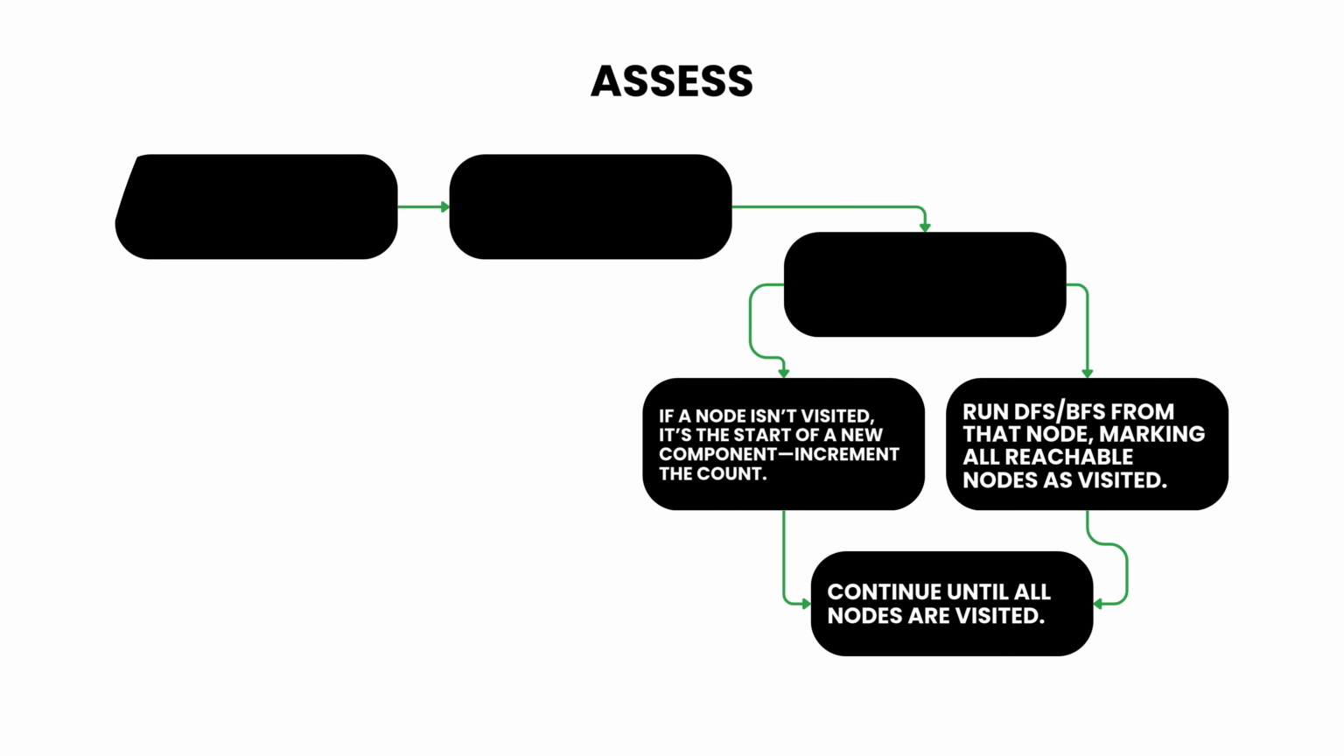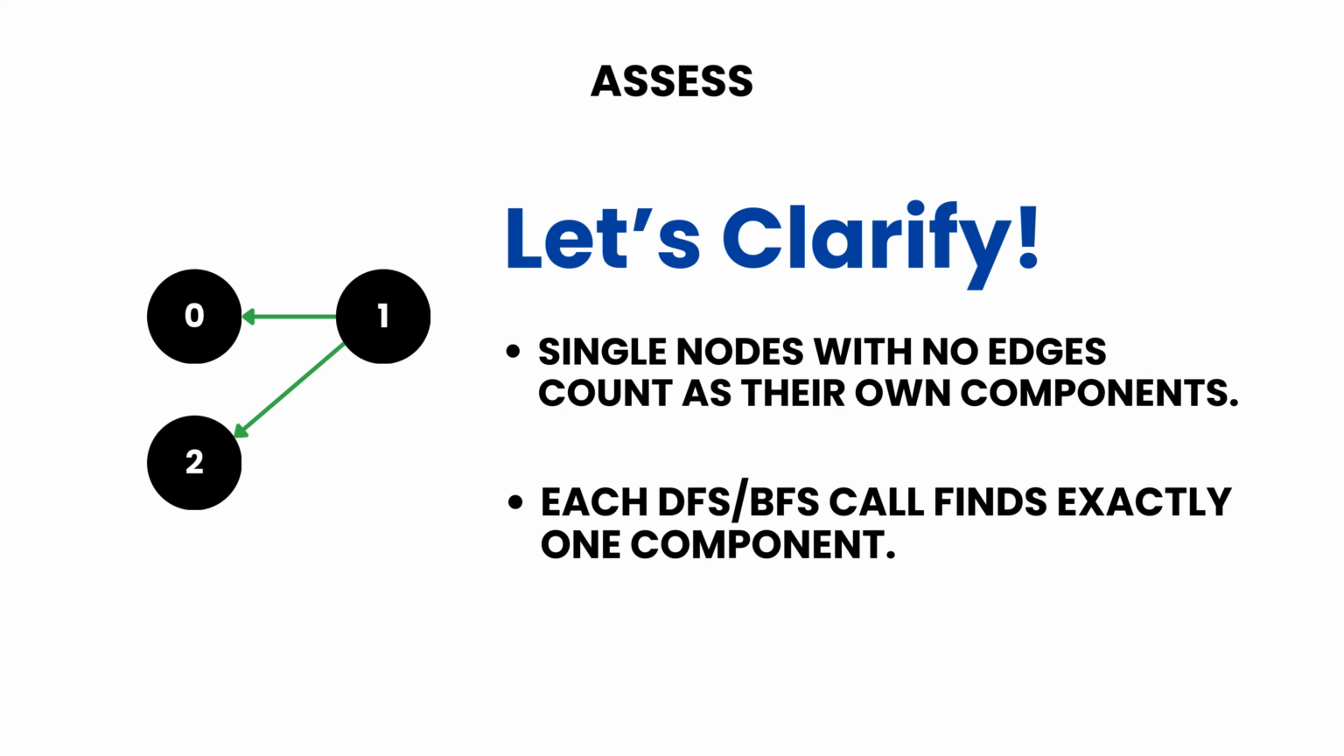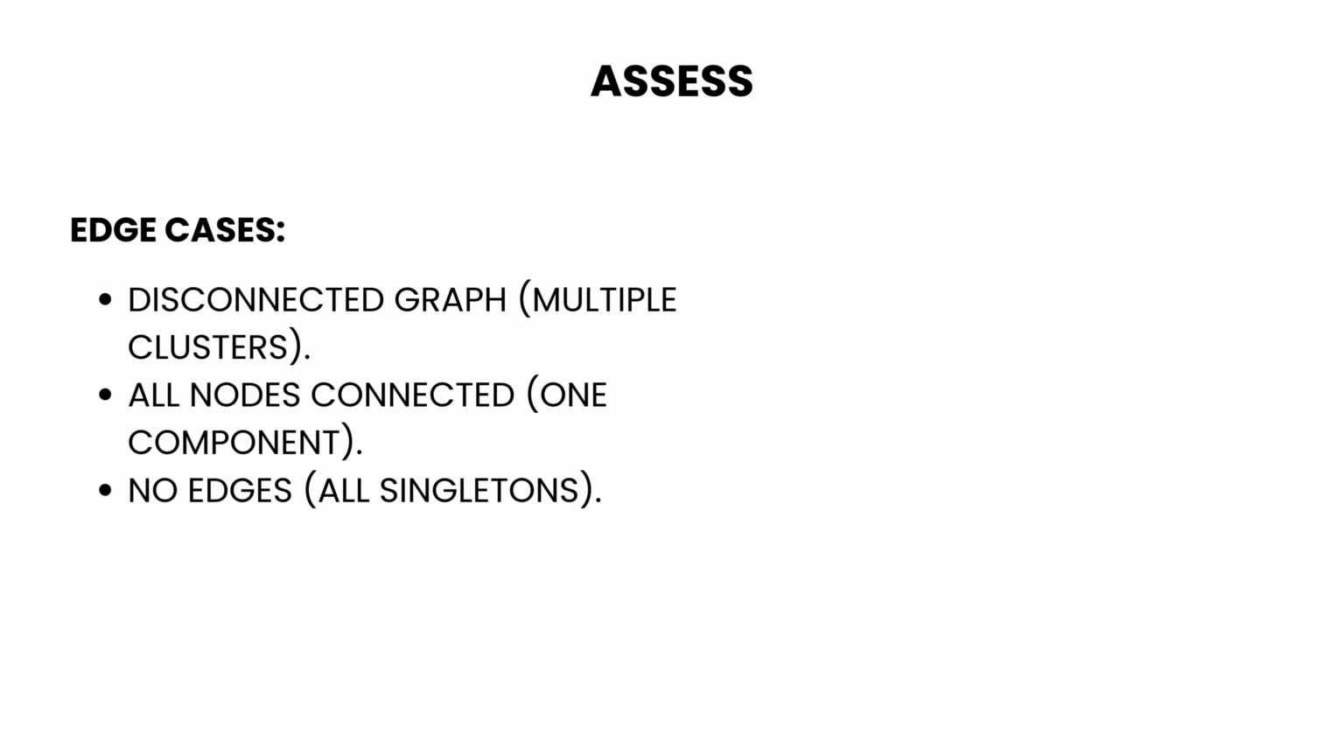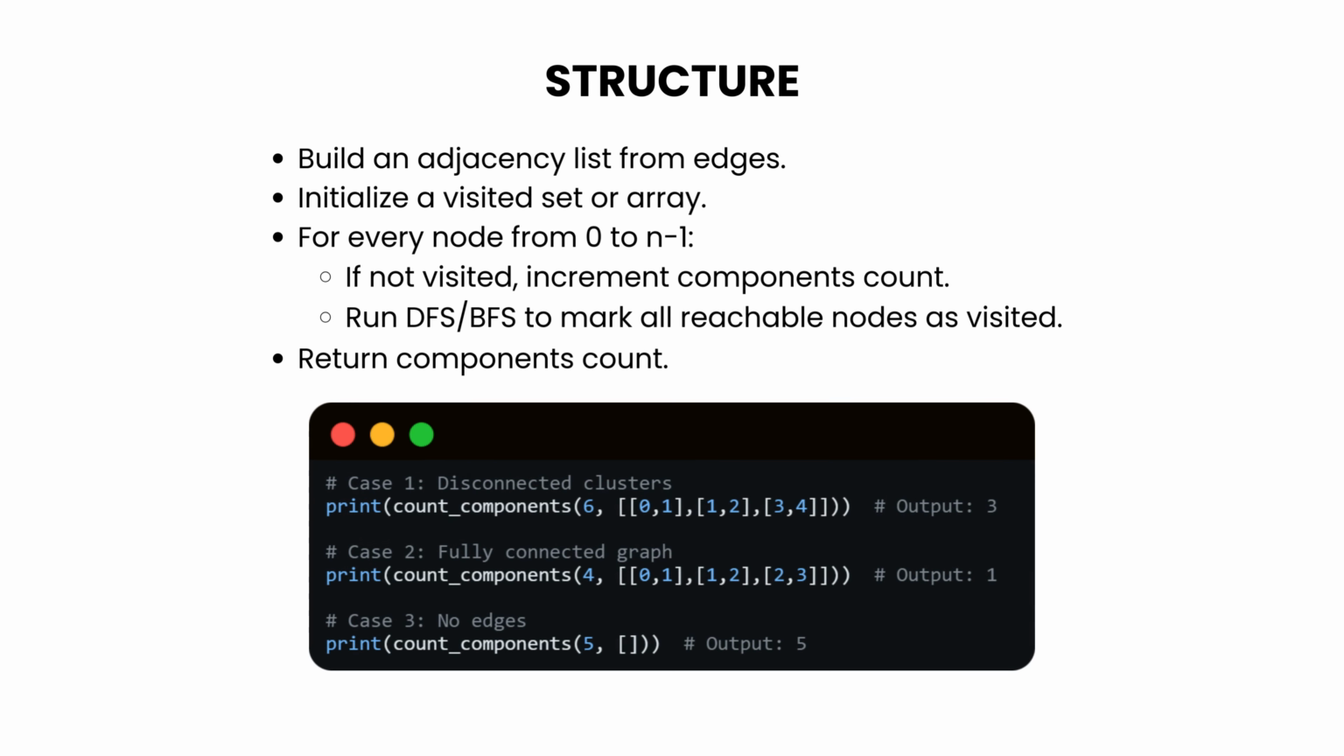Let's clarify. Single nodes with no edges count as their own components. Each DFS/BFS call finds exactly one component. Edge cases: a disconnected graph has multiple clusters. If all nodes are connected, there is one component. With no edges, all nodes are singletons.